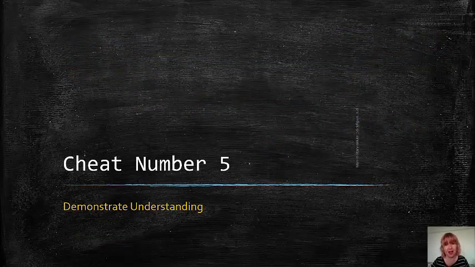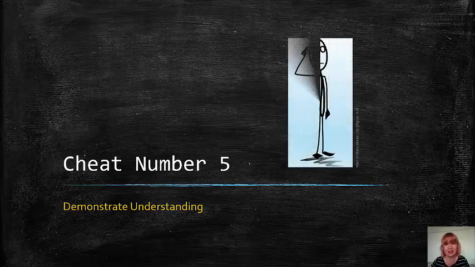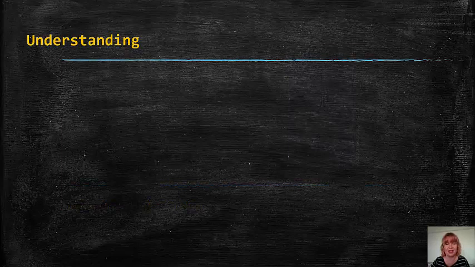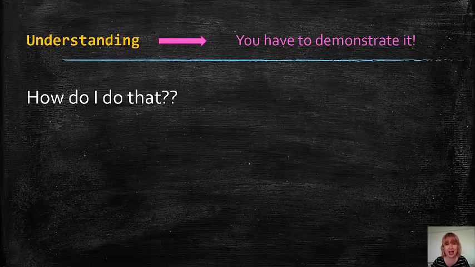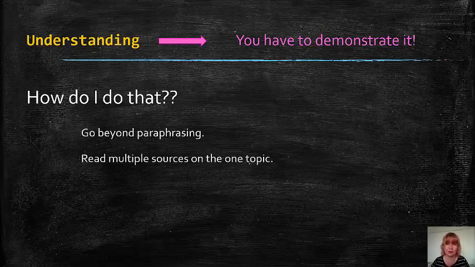Cheat number 5 is that you demonstrate understanding. This is really, really important. So with understanding, how do you demonstrate that you actually understand something? You need to go beyond paraphrasing. So this is going beyond just regurgitating what you might read in a textbook. Try and read multiple sources on the one topic and try and get a really wide variety, perhaps of people from different parts of the world or with different backgrounds or different periods of time.